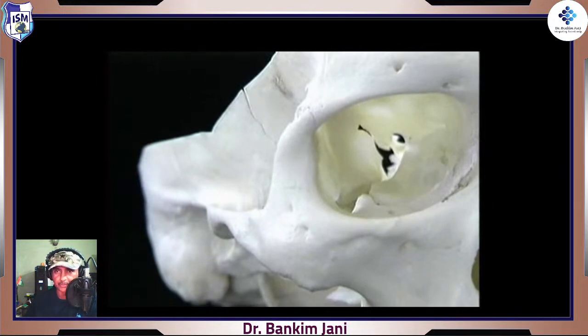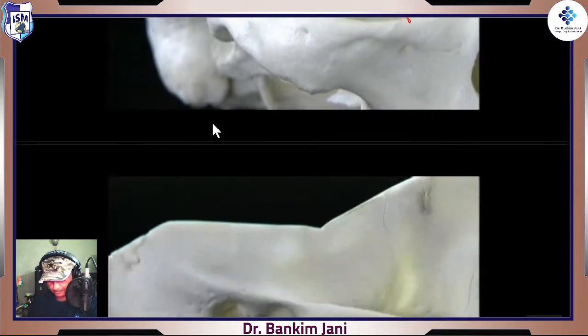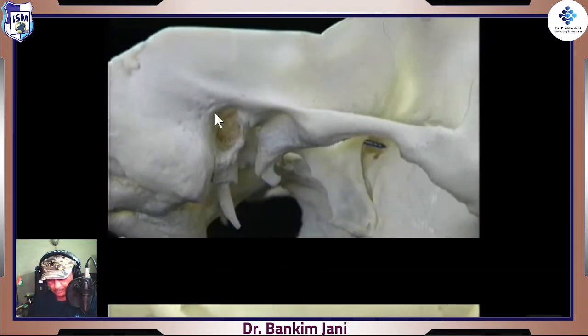Just the superior orbital fissure and the optic canal at a very good angle, right? This is the optic canal, and this is the superior orbital fissure. This one is the superior orbital fissure and optic canal. Just a good angle. Okay.